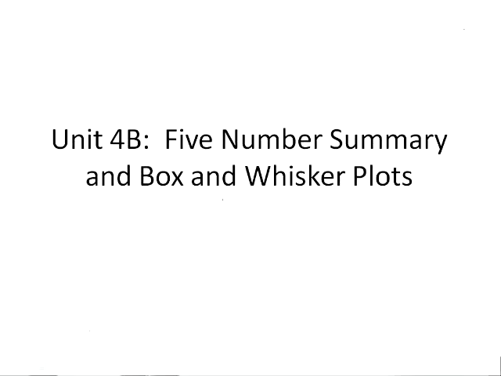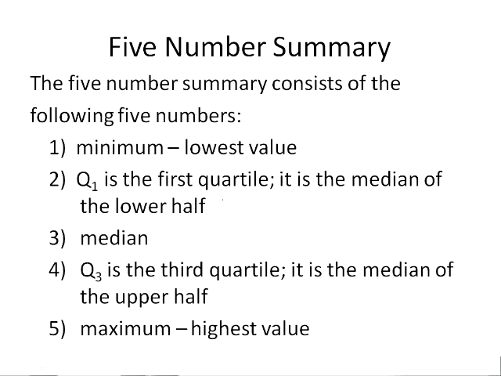The topic of this video is from Unit 4B on calculating the 5-number summary and constructing box and whisker plots. The 5-number summary consists of the following 5 numbers. The first number is the minimum or lowest value.